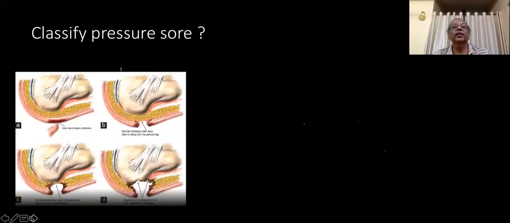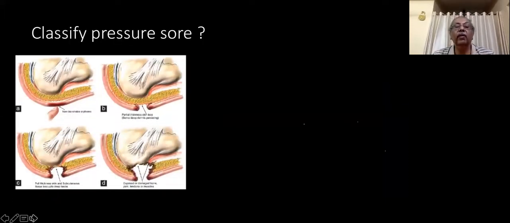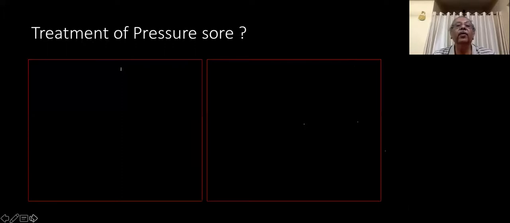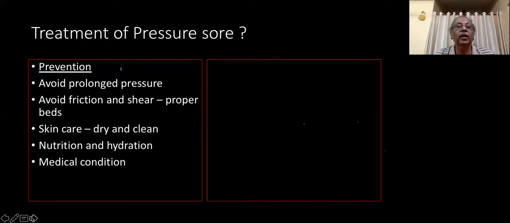So the classification of pressure sores, you should know. I will not go into that. What is grade 1, grade 2, grade 3, and grade 4. Then the prevention of pressure sores: avoid prolonged pressure, avoid friction and shear by proper beds, that is the air bed. Then skin care, nutrition and hydration, and treatment of medical conditions.